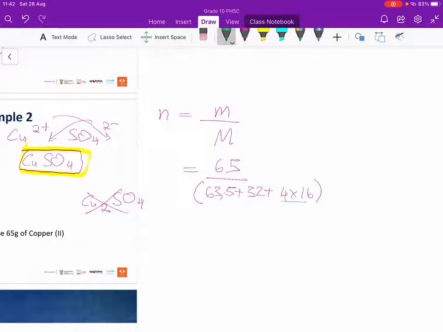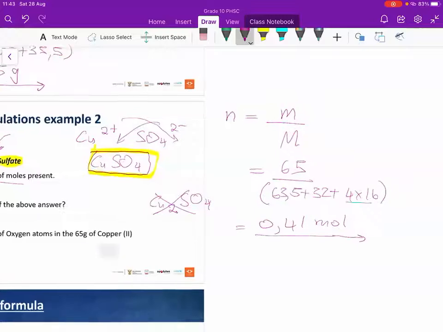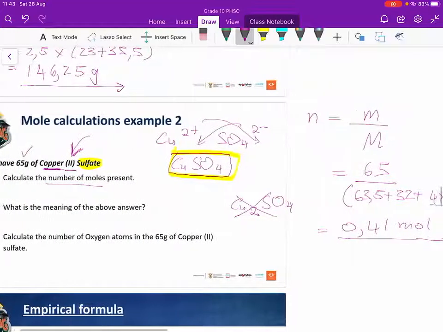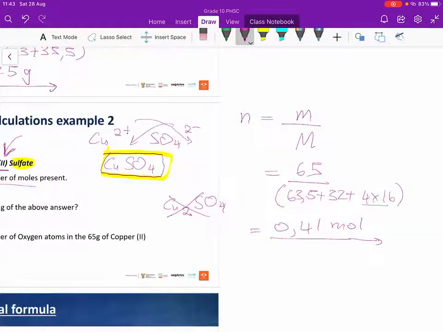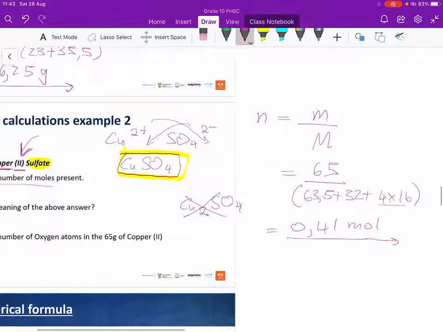Now remember this little bit. If you don't have a scientific calculator, you must do it first. And if you type that all into your calculator, you're going to get 0.4, and if we round off to 2 decimal places, 0.41 moles. We only write MOL. So it's not even 1 mole. Okay, if I have 65 grams of copper sulfate, it's not even 1 mole.